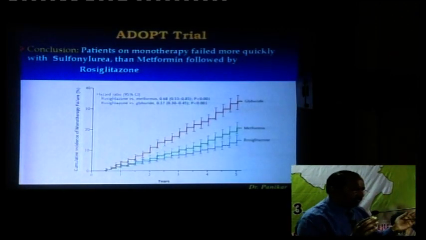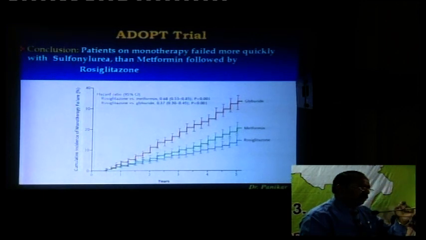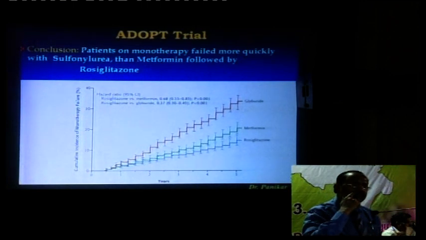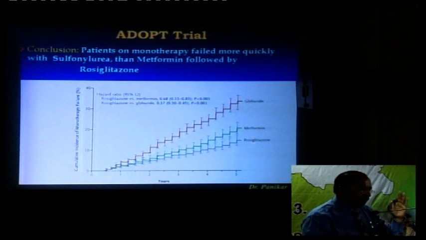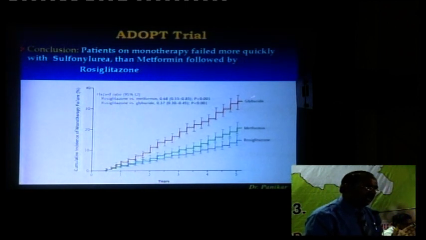What proof do we have? The ADOPT study. What was the ADOPT study? The ADOPT study was a 5-year study done to look at monotherapy in type 2 diabetes, where they used glibenclamide, a sulfonylurea, metformin, and glitazone. And at the end of 5 years, they found that the maximum number of patients who continued to be controlled were on a glitazone, and the least number of patients were on glibenclamide.